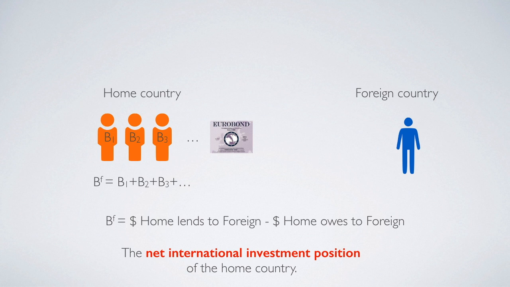This net investment position will not be affected if the bond transaction is among citizens, which means that one B number increases against another B number decreasing. They will cancel each other if the bond transaction is not international. That's why we call it net international investment position. So any bond trading that's not internationally involved will not affect this number.